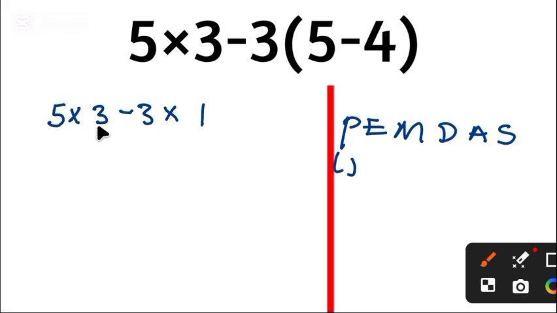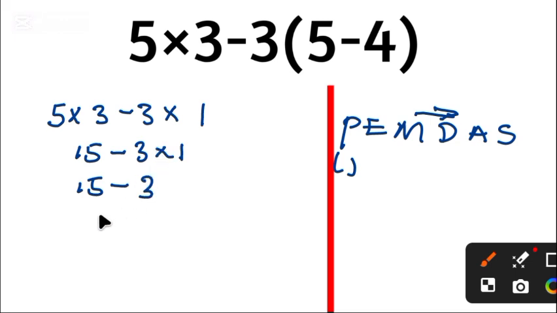So we do the multiplication first, because according to PEMDAS, after the parenthesis is exponent. After exponent, we will be having multiplication and division. So here we do the multiplication. 5 times 3 will give us 15, minus 3 times 1, and then 15 minus 3, which gives us 12. So the correct answer to this equation is 12.